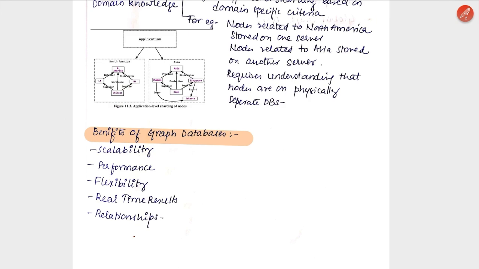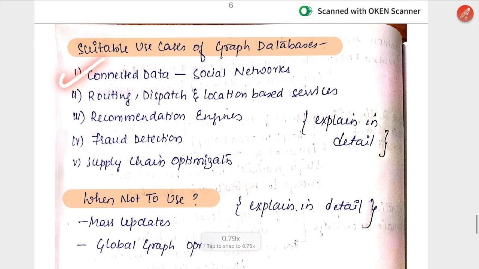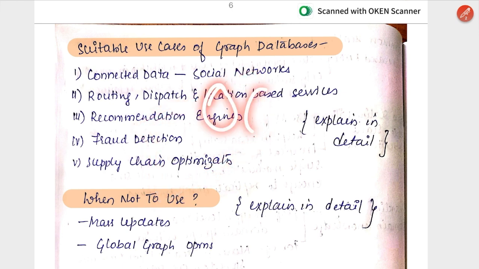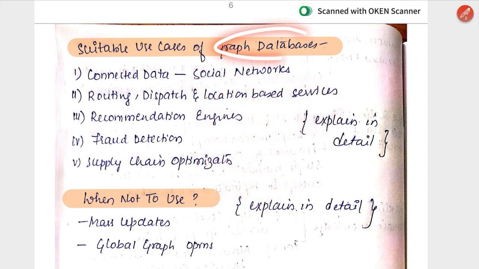Next we have the suitable use cases. First one is connected data. Under connected data, it is ideal for social networks, such as Facebook, Twitter and all. For example, let's take employees and their collaboration on projects, all these things can be connected together, or the relationships between different entities or across different domains can also be connected by making use of graph databases.